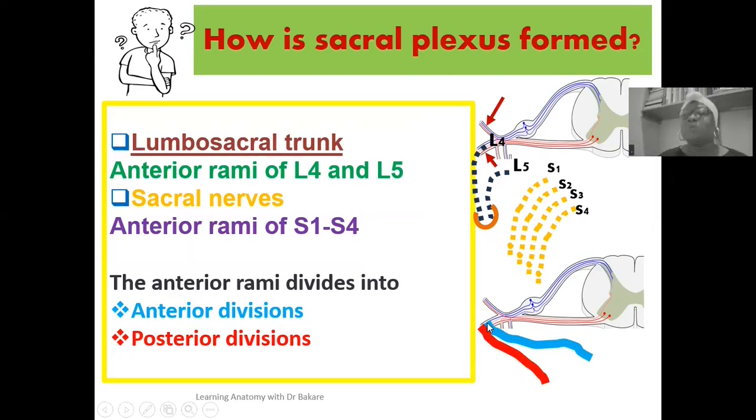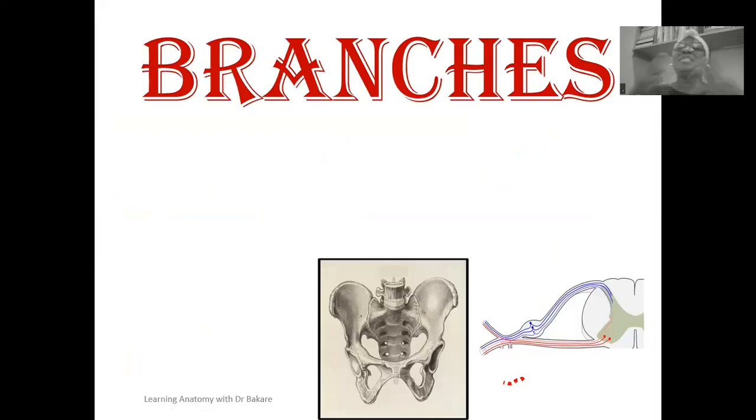This anterior ramus will further be divided into anterior division that is highlighted here in blue and also posterior division that is highlighted here in red. So we have two divisions created from the anterior rami, and this is what will be the basis for the formation of the sacral plexus. So now driving into the branches that will emerge from the sacral plexus.